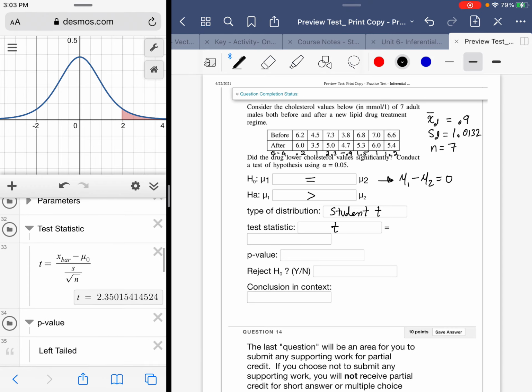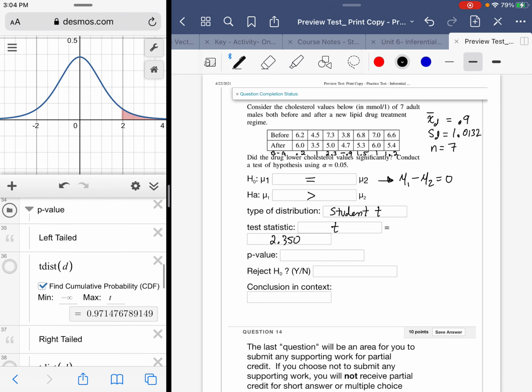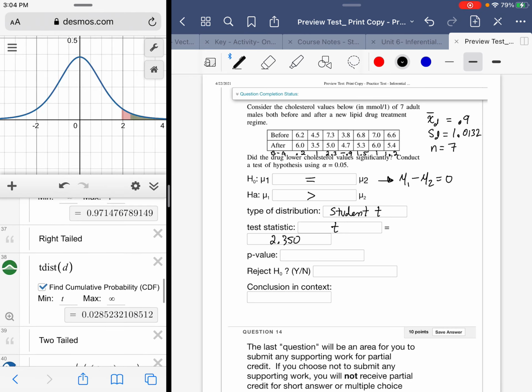Close that up, and it spits out the t statistic, which is 2.350. For the p-value, I need the right-tailed p-value. That's this one, 0.0285. Now the test statistic falls in the shaded area, and the p-value is less than the alpha, so we are going to reject, so that's a yes.